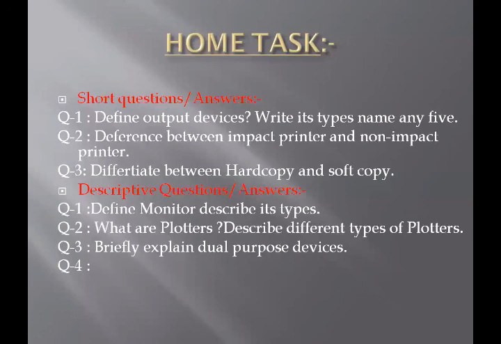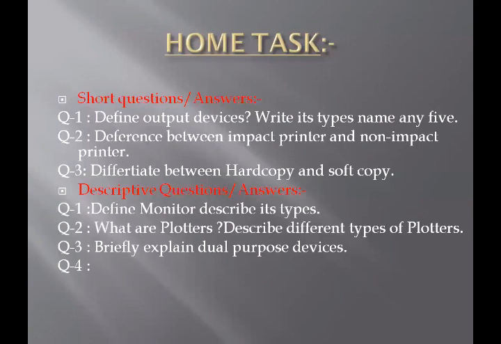Descriptive questions. Question number one: define monitor and describe its types. Question number two: what are plotters? Describe different types of plotters. Question number three: briefly explain dual purpose devices.